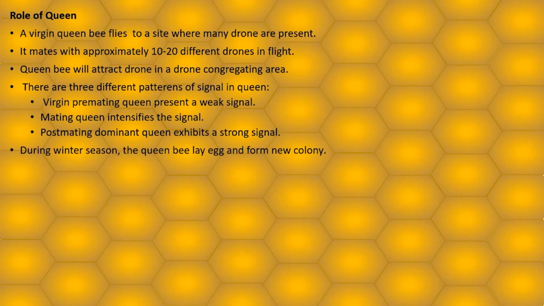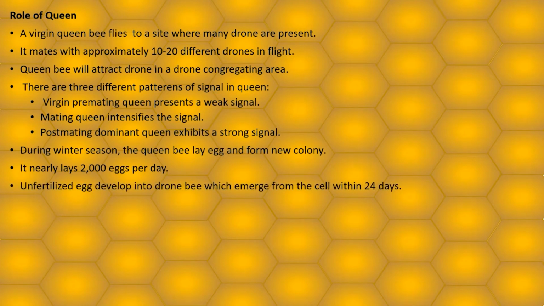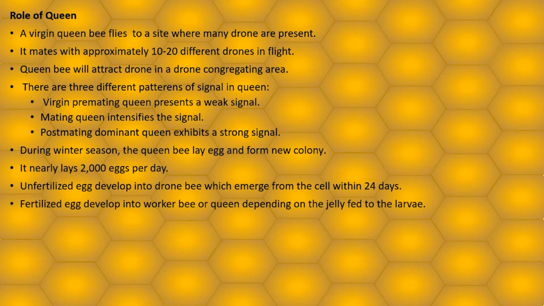During the winter season, the queen bee lays eggs and forms a new colony. She lays nearly 2000 eggs per day. Unfertilized eggs develop into drone bees, which emerge from the cell within 24 days. Fertilized eggs develop into worker bees or queens depending on the jelly fed to the larvae.